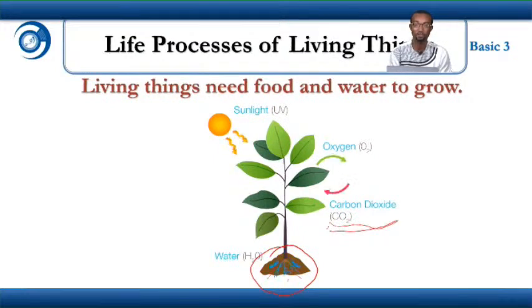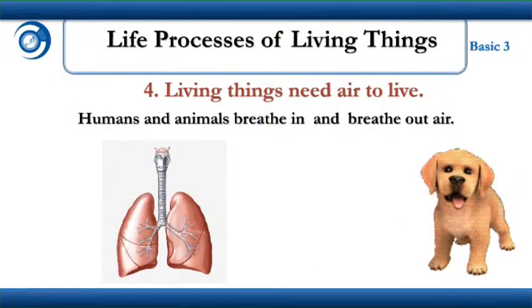They store this in their roots or their stem or their leaves, and they use it to grow. The next life process you talk about is that living things need air to live.